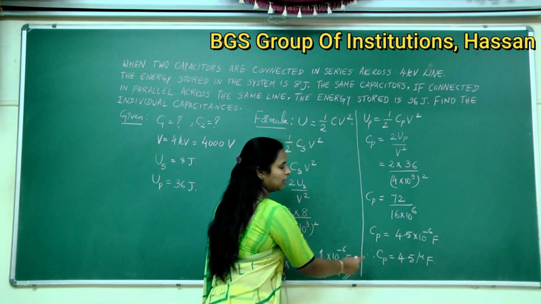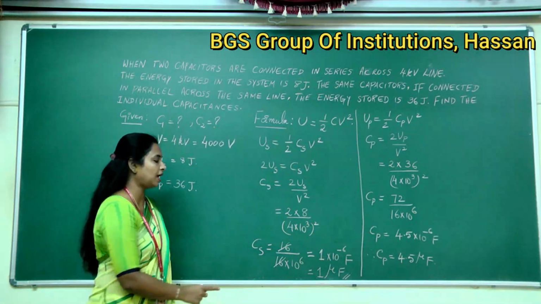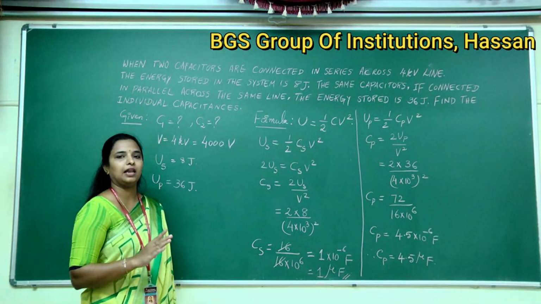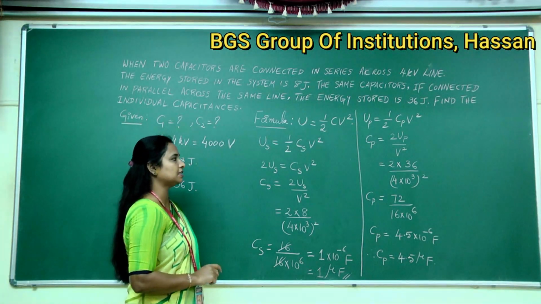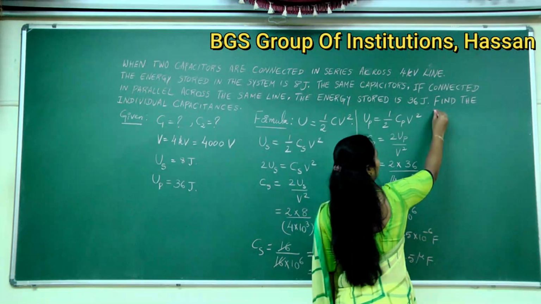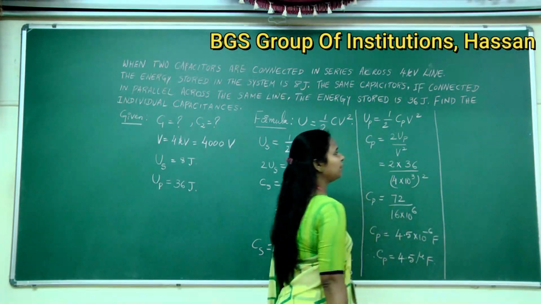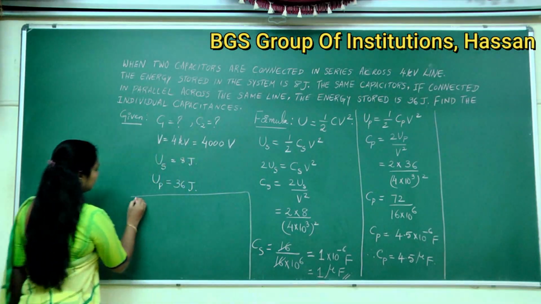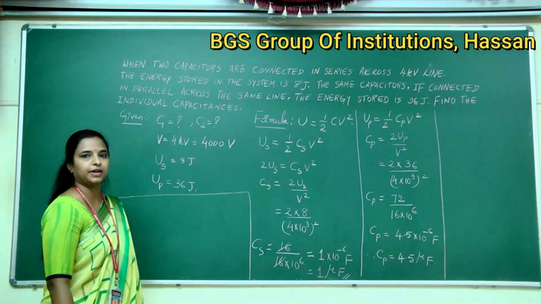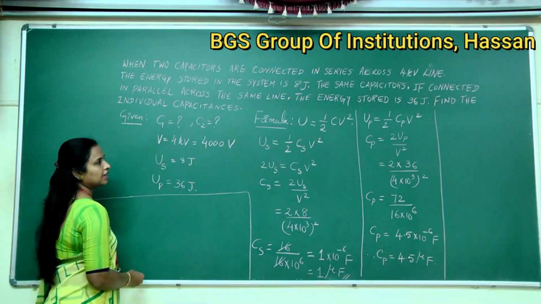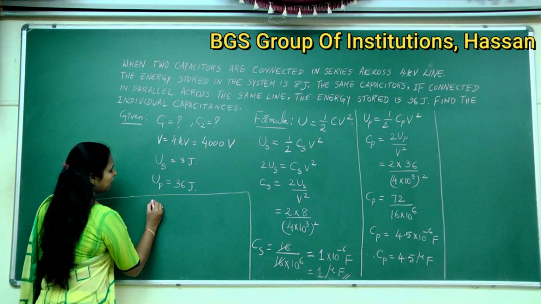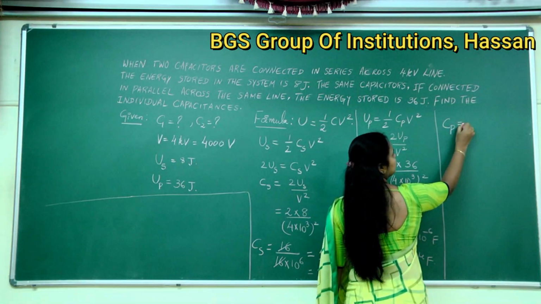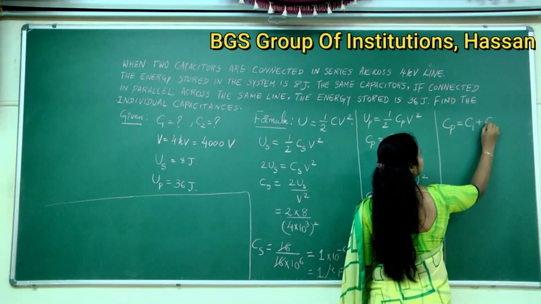So now we got the value of effective capacitance in case of series combination and the effective capacitance in case of parallel combination. Once we get the effective capacitance, it is very easy to calculate the individual capacitances. In order to find the individual capacitances, we'll use the formula for effective capacitance. First, consider the formula for parallel capacitances, that is Cp is equal to C1 plus C2.